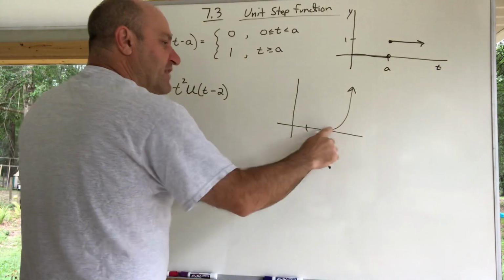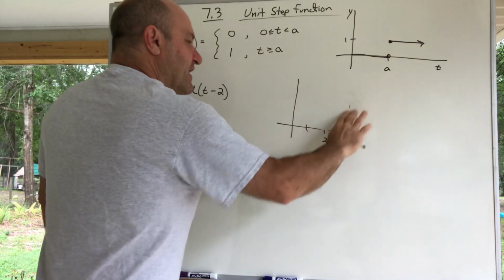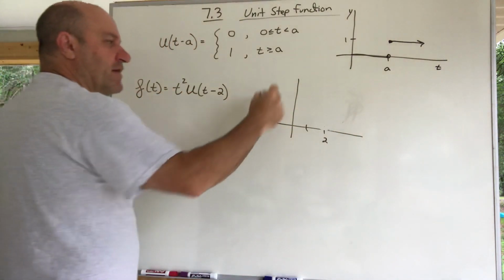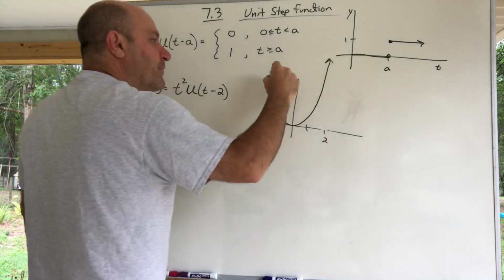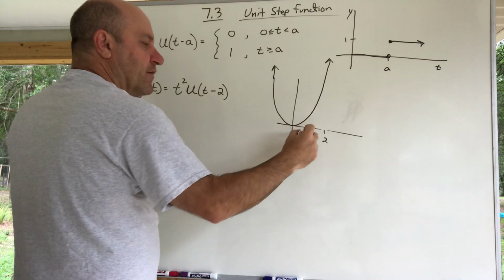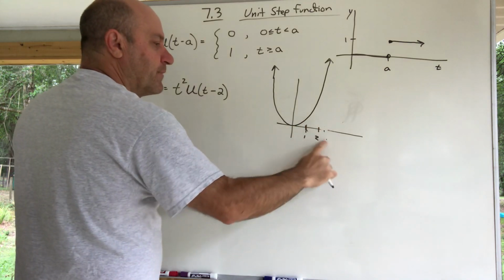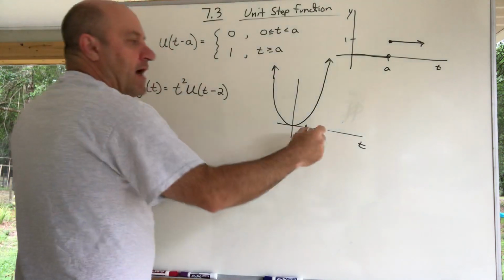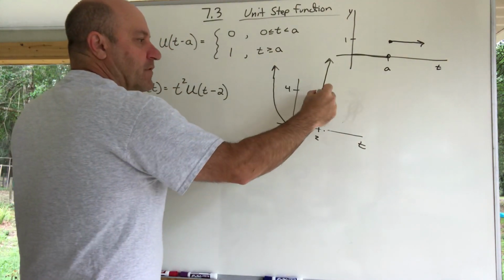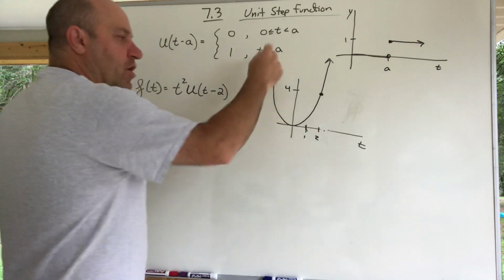You know, forget the unit step function for a second. It's a parabola, t squared, that's over here. There's 1, there's 2. When x is 2 or t is 2, y is 4. So there it is. You know, but hold on.